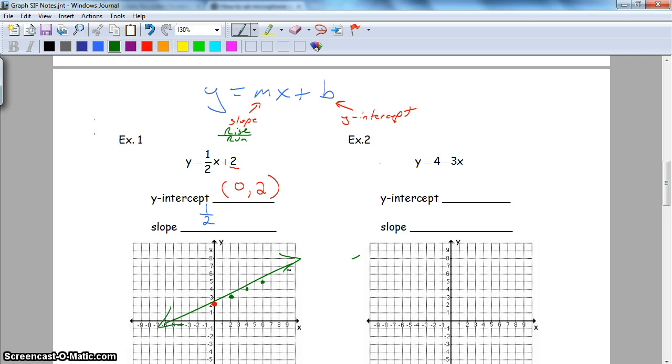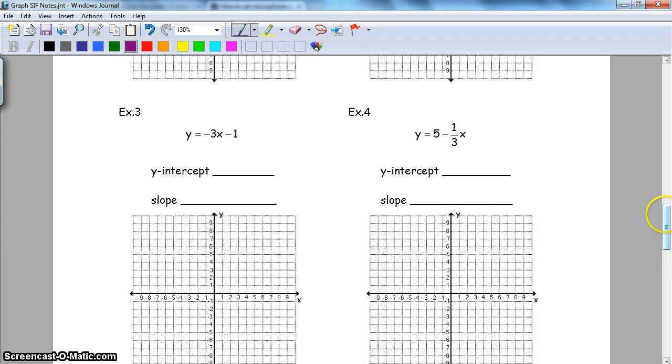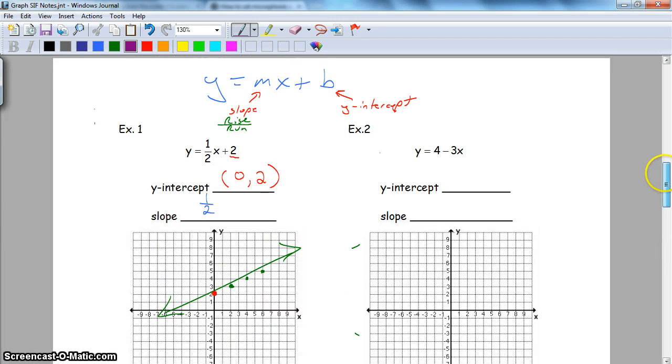Looking like that. Except hopefully your line went through your points, unlike me. New computer. I'm still trying to figure out the pen of this thing. Anywho, check it out. Our starting point is at 0, 2, and our slope is 1/2. Oops, sorry. Let's go on to number 2.